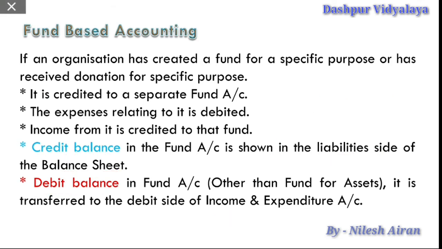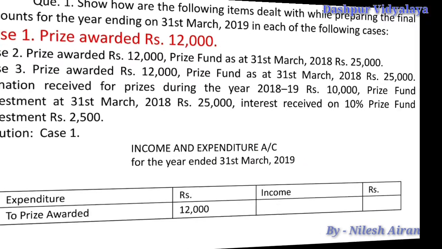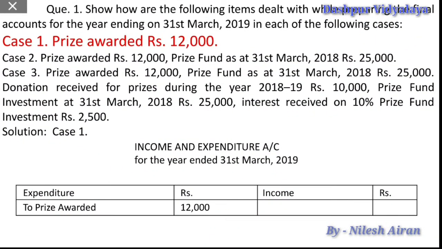Okay, let's see one question. Show how the following items will be dealt with while preparing the final accounts on 31st of March 2019. In this particular question, the first case is given that we have awarded prizes of rupees 12,000. It is an expenditure, that is why it will be shown on the debit side of the income and expenditure account. There is no fund given, only an expenditure is given. So that expenditure will be debited to the income and expenditure account.